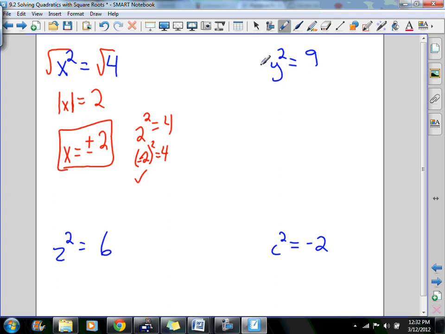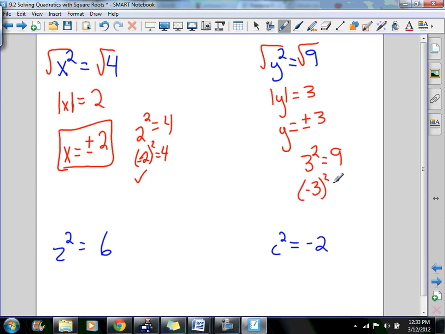Over here on the right, we do the square root of both sides. We then get the absolute value of y is equal to square root of 9 is 3. So we get y is equal to plus or minus 3. We check it by going 3 squared equals 9. That's true. And then we go negative 3 squared equals 9. That's also true. So we check it, and we're done.